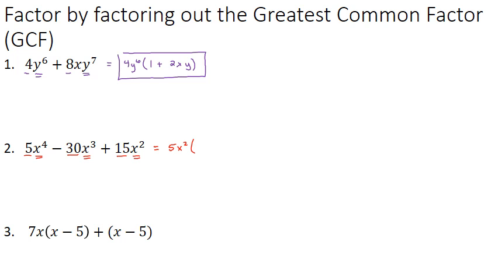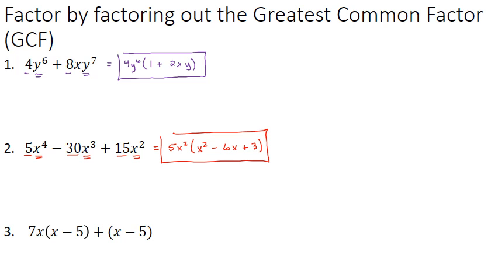Then by figuring out what's left over, going from left to right, you had 5x to the 4th, but you brought out a 5x squared, so there are still 2 x's left over, minus 30 divided by 5 gives you a 6, and then x cubed with an x squared coming out leaves 1x left over. And finally, 15x squared, if you take out a 5x squared, there is just a 3 left over. And that is your final answer.